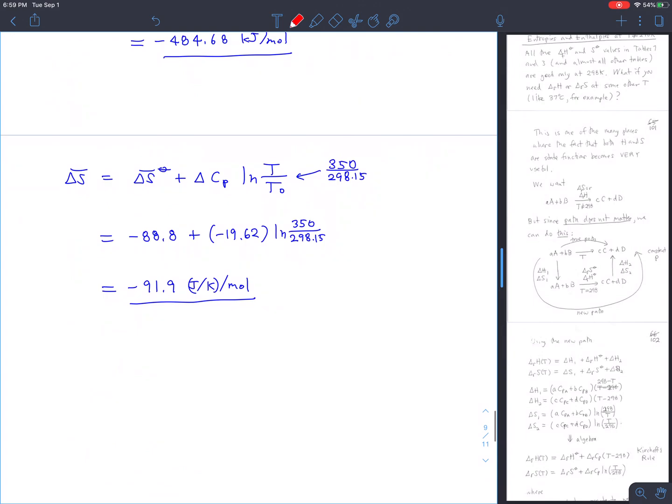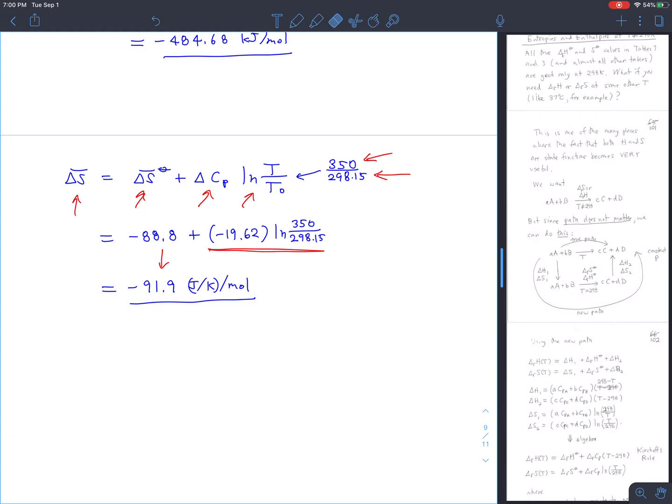All right, now for delta S, the same thing. We use our formula, delta S from the tables, plus delta Cp, log T over T0. That T over T0 is 350 over 298. And I didn't write out what this correction is by itself, but you can see it's gone up by about 3 joules per K. That's a bigger correction. That's about a 3% correction, a little over a 3% correction actually, to the delta S.